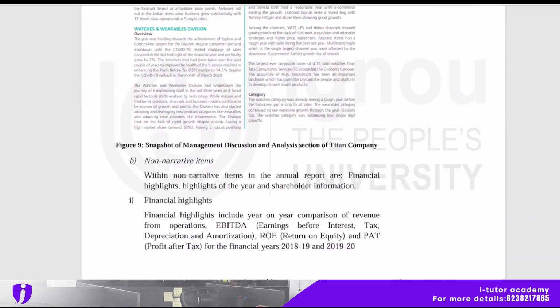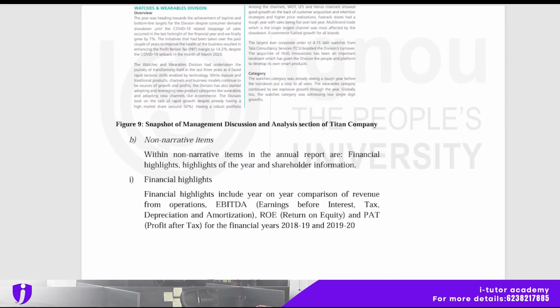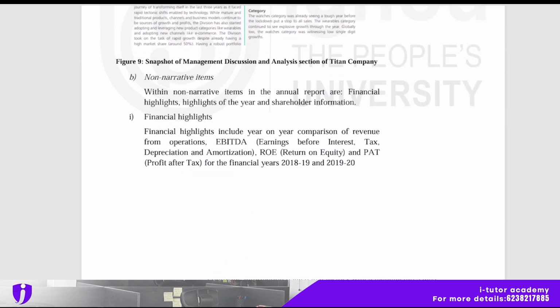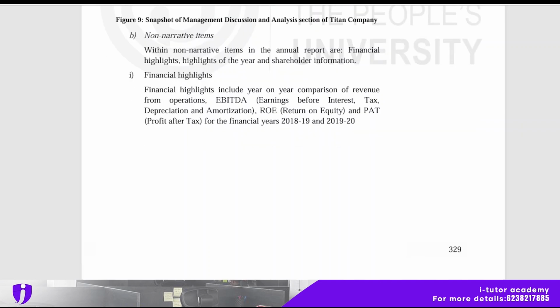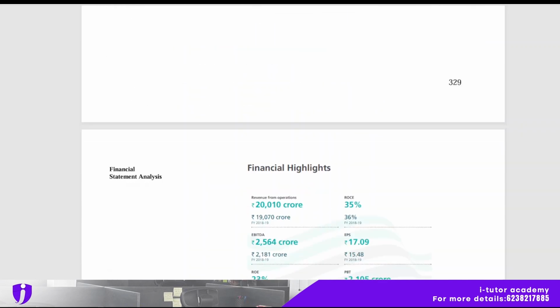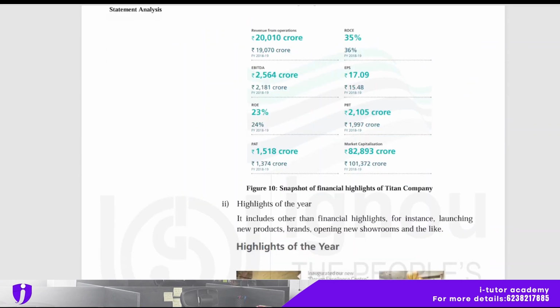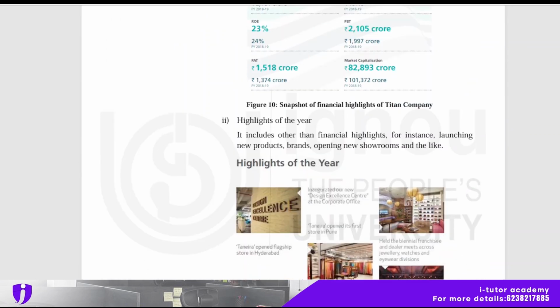Non-narrative items are there. Within non-narrative items in the annual report are financial highlights, highlights of the year and shareholder information. Financial highlights include year on year comparison of revenue from operations and the earnings before interest, tax, depreciation and amortization, and return on equity and PAT, profit after tax, for the financial years 2018-19 and 19-20. Financial highlights are here. This is a snapshot of financial highlights of Titan Company.